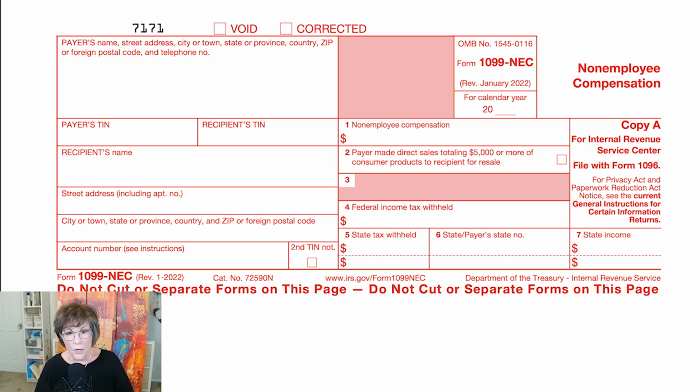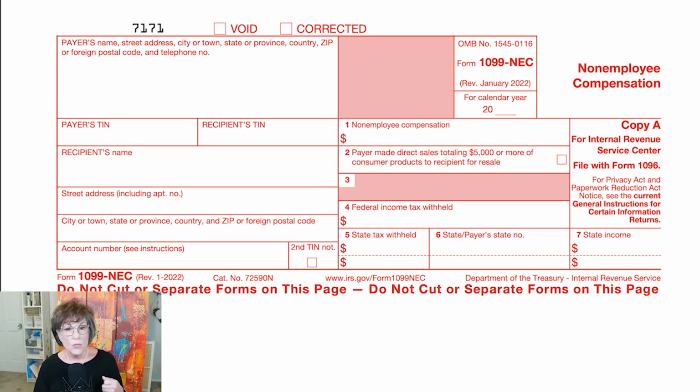So when you hire a true business owner, contractor, freelancer, and they really are in business for themselves, you will really only fill out number one, which is their service compensation. So I think we're clear on that.